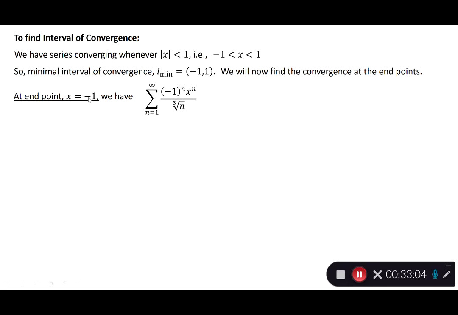At endpoint x equals -1, this is our original series. So we are saying, hey, plug x equals -1. Cool. When we do that, we have -1 to the n times -1 the quantity raised to n over cube root of n. What is -1 to the n times -1 to the n? Think about it. It's just equal to 1. Why is that?